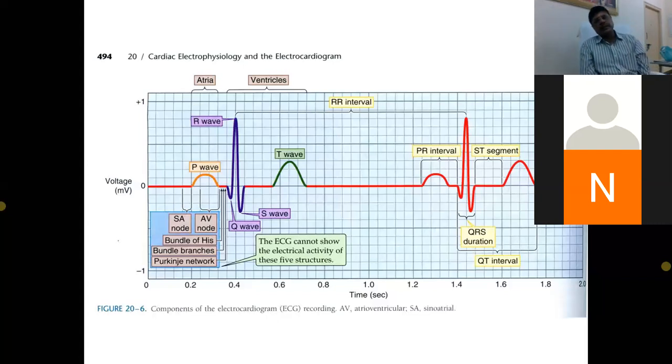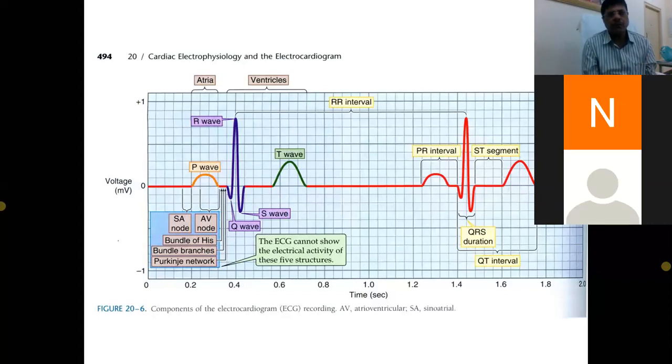See, it is like this. The PP interval will help us to calculate the atrial rate, and the RR interval will help us to calculate the ventricular rate. The number of times the atria beat and the number of times the ventricle beats, is it the same or different? Normally it is the same. In a normal person, it will be the same. But there are some abnormal conditions where you can have a difference in the number of times the atria beat and the number of times the ventricle beats. Okay, so I'll move on to the next slide.